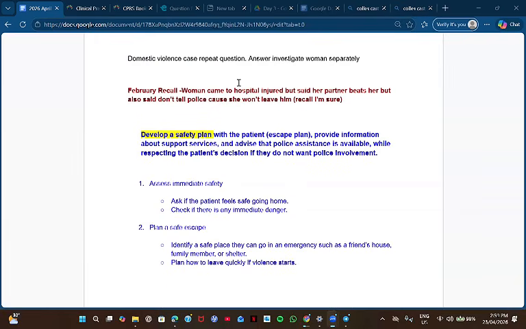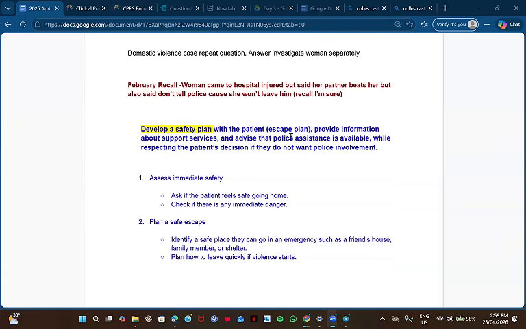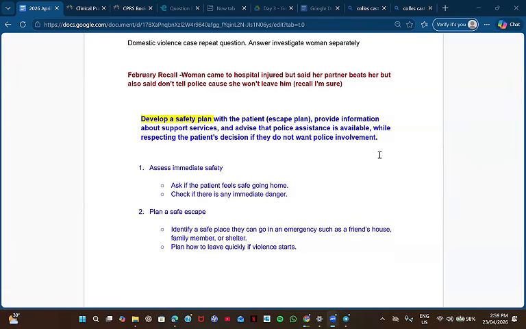This is a February call. A woman came to hospital injured and said her partner beats her, but also said don't tell the police because she won't leave him. This is the February call, okay? She won't leave him. So in that case, what should we do? Develop a safety plan with the patient, like an escape plan, provide information and support services, and advise that police assistance is available, while respecting the patient's decision if they do not want police involvement.